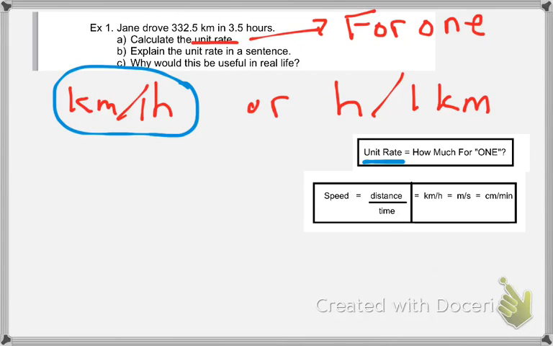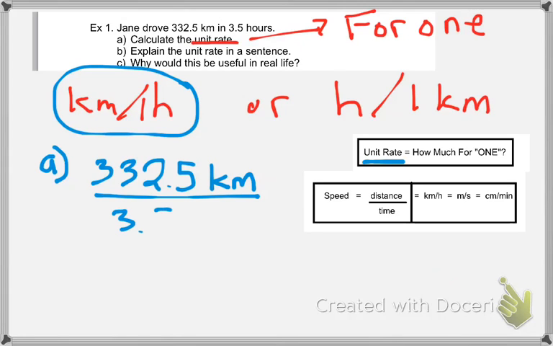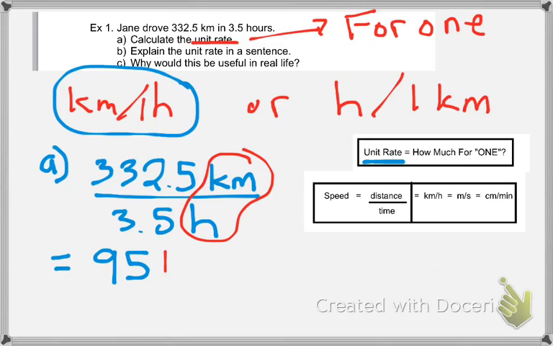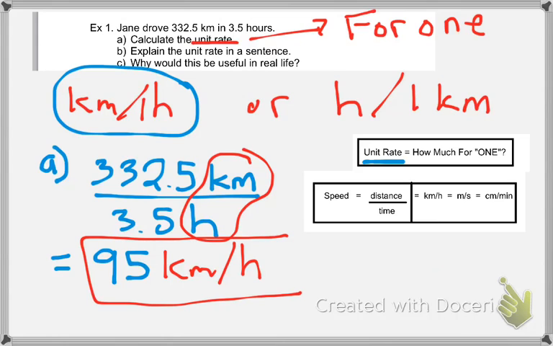So our unit rate here, how much for one? So we're doing speed, which is distance over time. So the distance is the kilometers, and the time is 3.5 hours. So if you do top number divided by bottom number, you get 95, and then this becomes your new units, kilometers per hour. So that is our unit rate when given the above information.